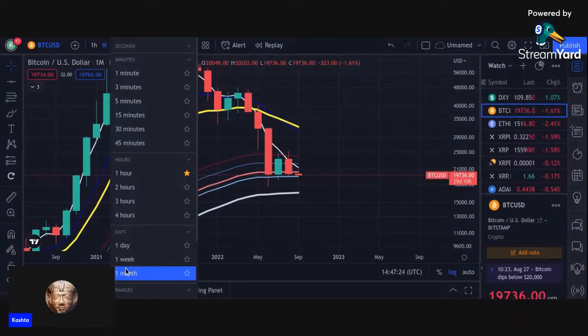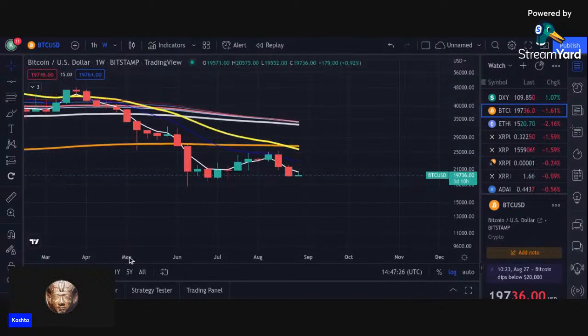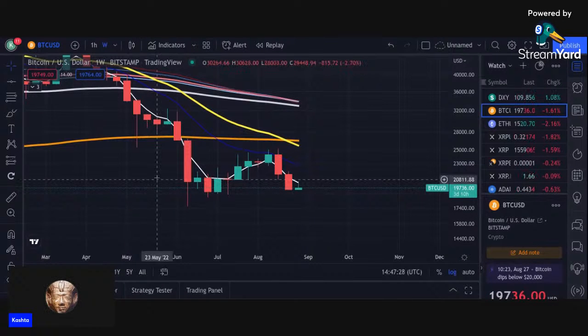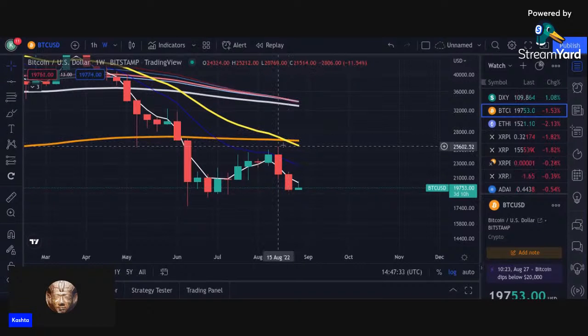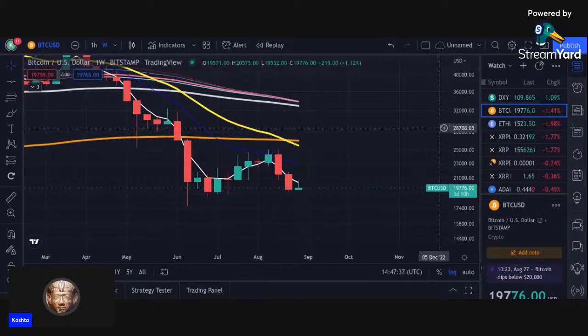I do want to go back to the weekly and look for potential crosses. So yeah, we did see these, as I was saying, until these get pulled under here, if that eventually happens, but no short-term crosses left. So that's a look at your Bitcoin chart.